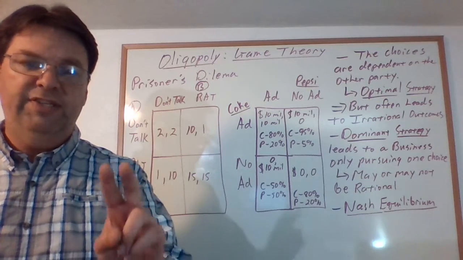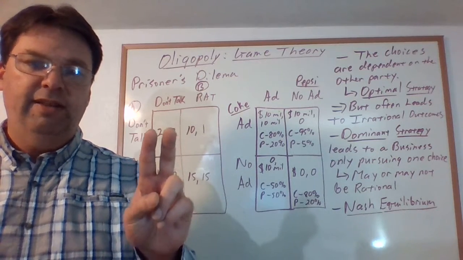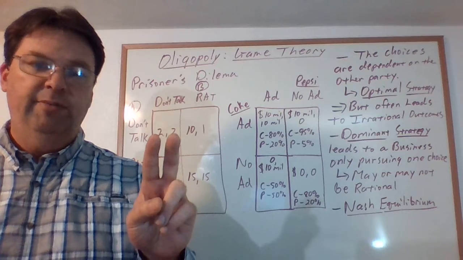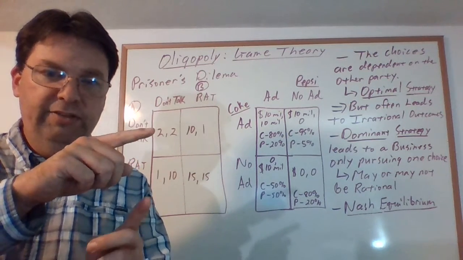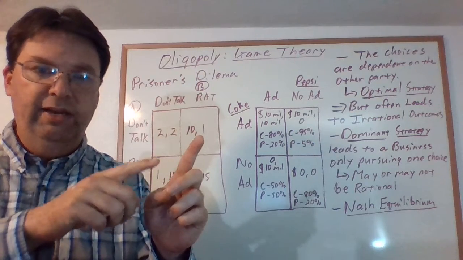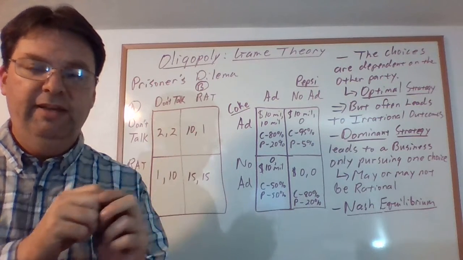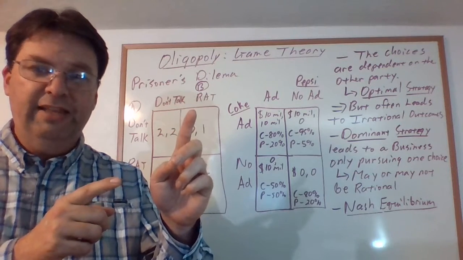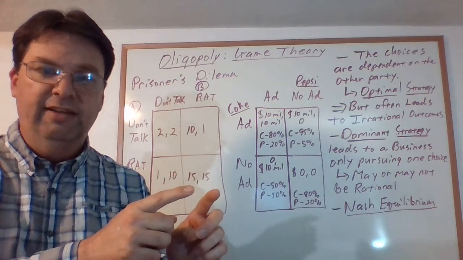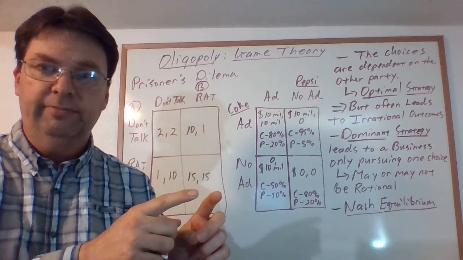If they'd had just stayed here, they would have each gotten 2 years. But because they rationally only look at 2 and 1, then in that case they rat on each other, and they don't actually get what they thought. They get 15 to life.